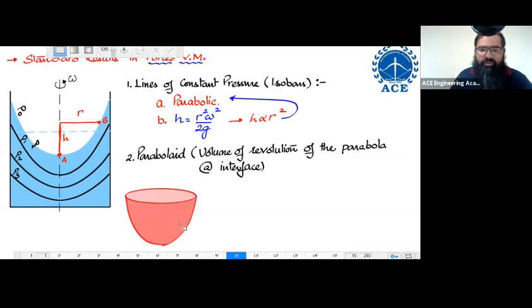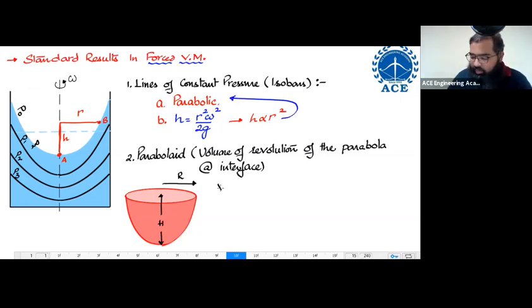Let us say this cup over here is known as a paraboloid. Now this paraboloid is going to have how much height? Let us say the complete height of the paraboloid is equal to capital H, and the complete radius of this paraboloid is equal to capital R.